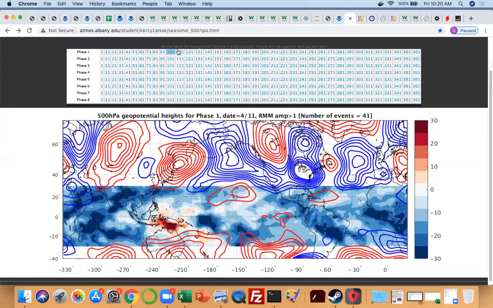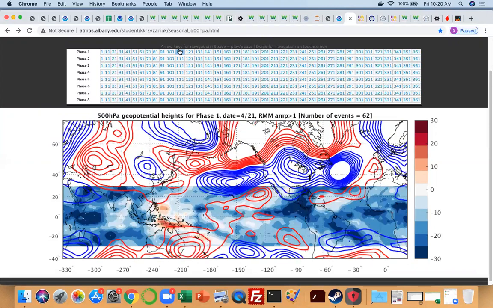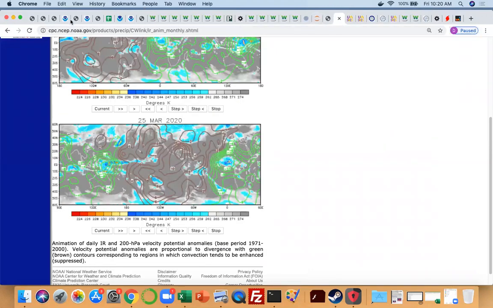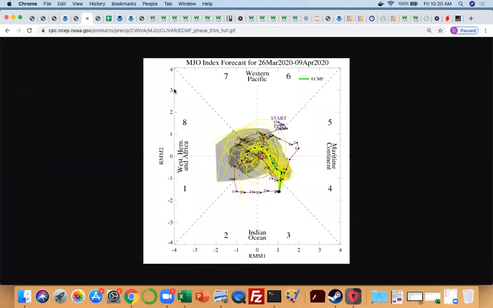Yeah. So it looks like if we get into phases 8 and in particular 1 at the end of this period, we'll have a better chance for cold. And if we stay more 6, 7, then it would end on the warmer side. Again, if you're in the camp of using the MJO to try to hedge your forecast a little bit, it looks like that's the concern.